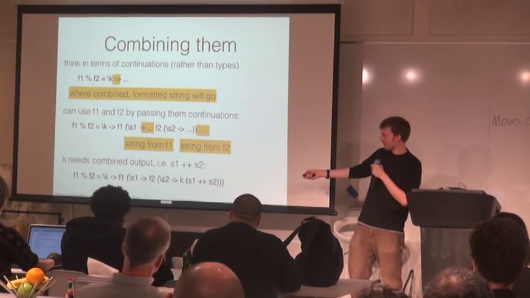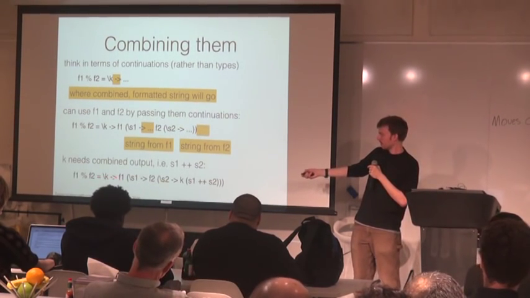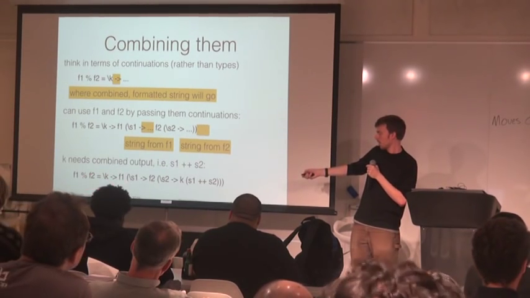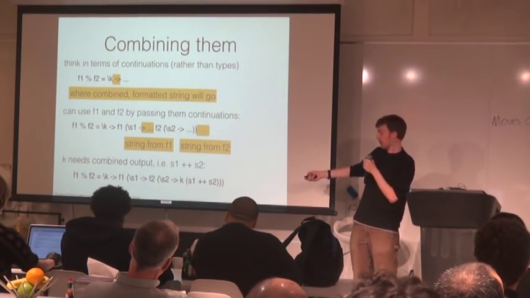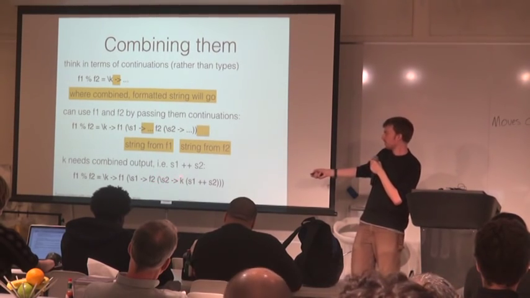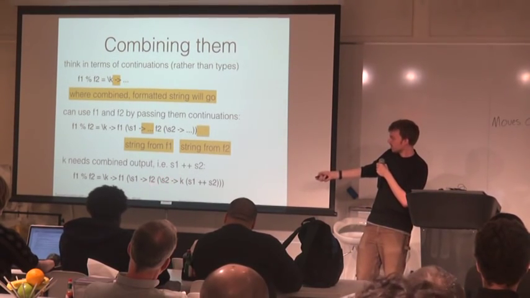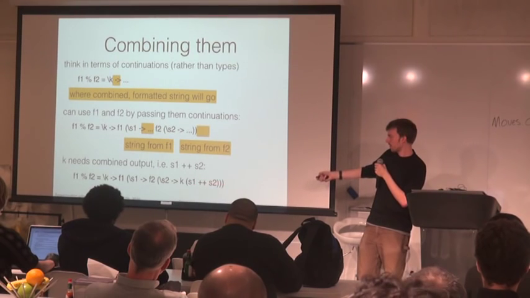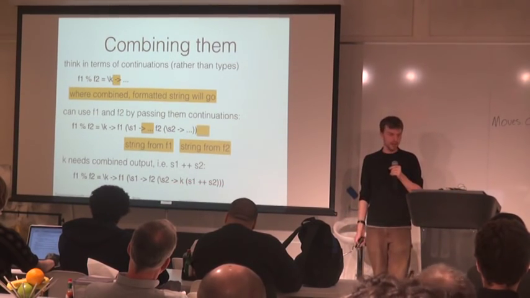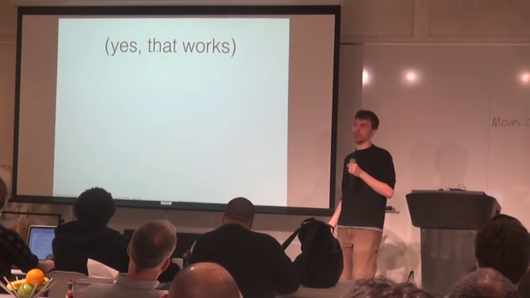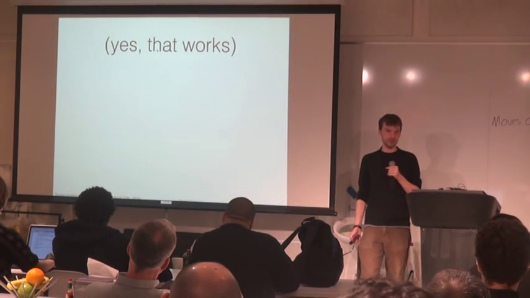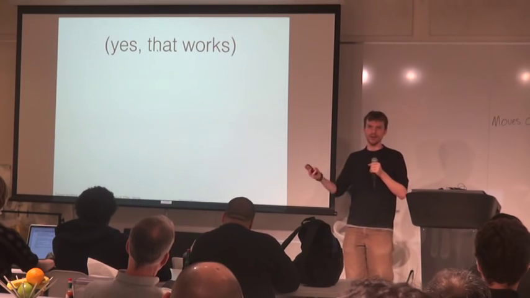So we can actually write this as, okay, we'll take in the continuation, which is where everything will go. We'll take our first format, pass it a continuation of where it should send its result. Take the second format, pass it a continuation of where it should send the result. We'll append these two results together and we'll send them to K. And this works. It might be a little surprising, it's very short. We didn't have to do very much. We didn't talk about integers or strings or how many arguments or anything.